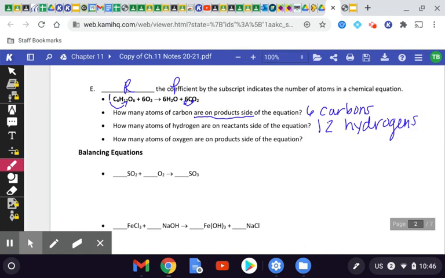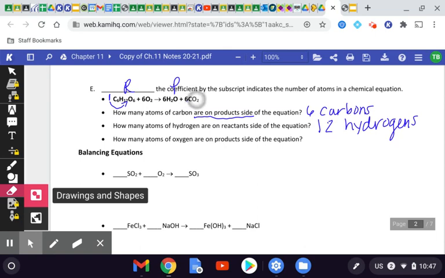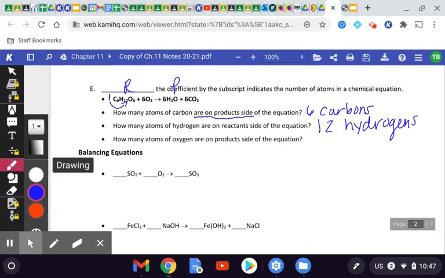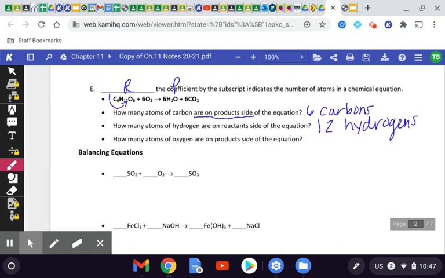How many atoms of oxygen are on the product side of the equation? So now when we're looking at the products here, so we are looking on the right, and we are going to be looking at how many oxygens. Now, oxygens are in 2 different places, so I'm going to have to add those up. I have them in water, so I have 6 times 1 there. And I also have it in carbon dioxide. Here I have 6 times 2 oxygens there, which is 12. So 6 plus 12 is going to give me a total of 18 oxygen atoms.